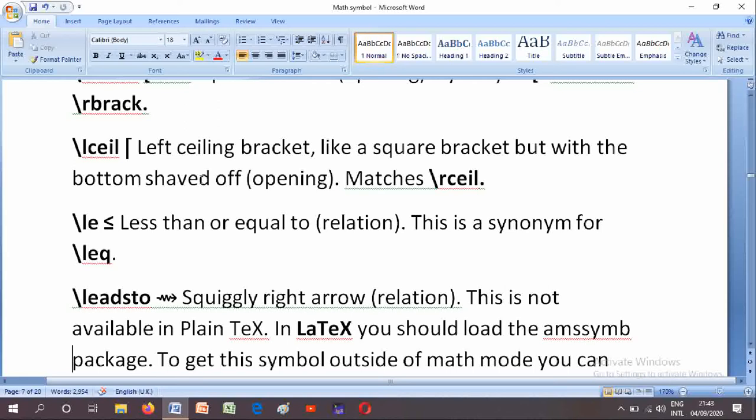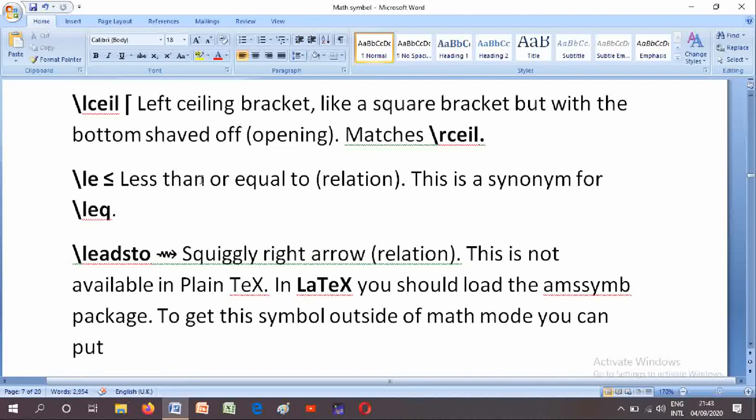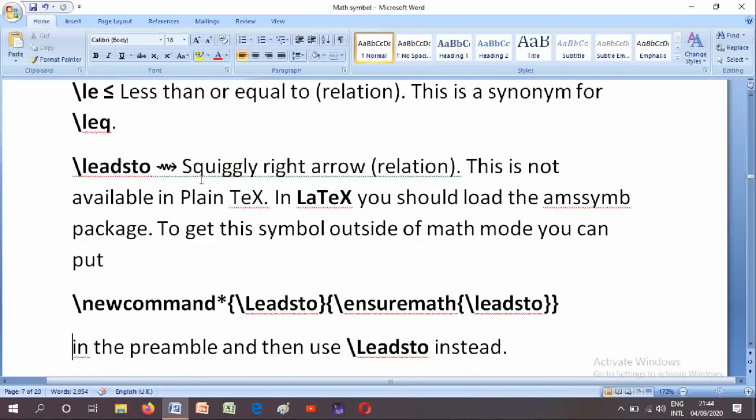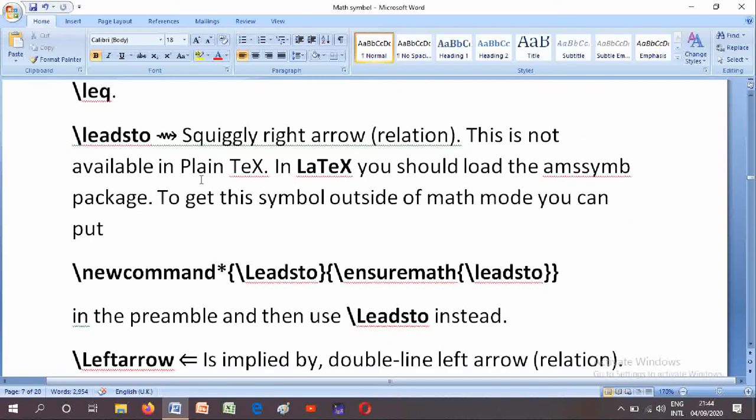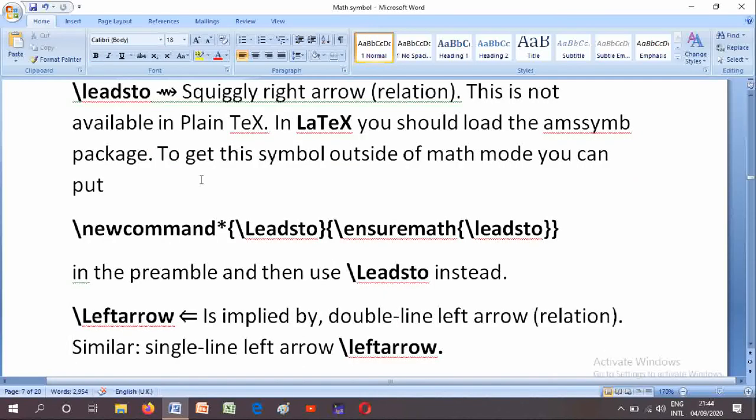Squiggly right arrow. This is not available in plain text and LaTeX. You should load the amssymb package to get this symbol. Outside of math mode you can put \newcommand{\leadsto}{\ensuremath{\leadsto}} in the preamble and then use \leadsto instead.